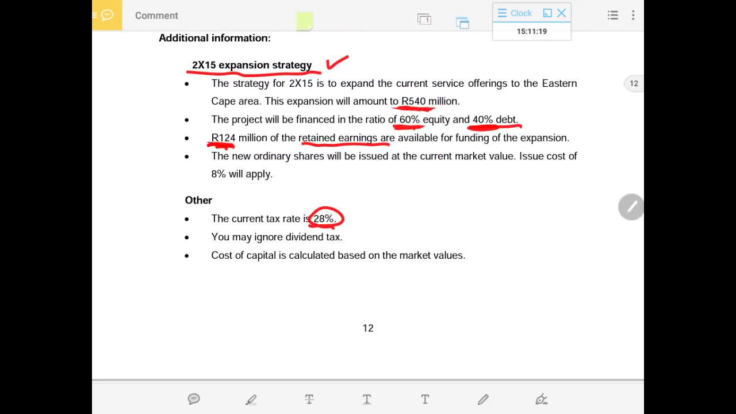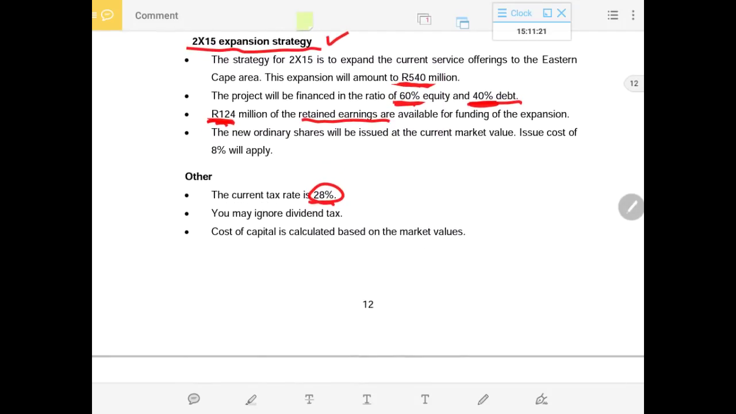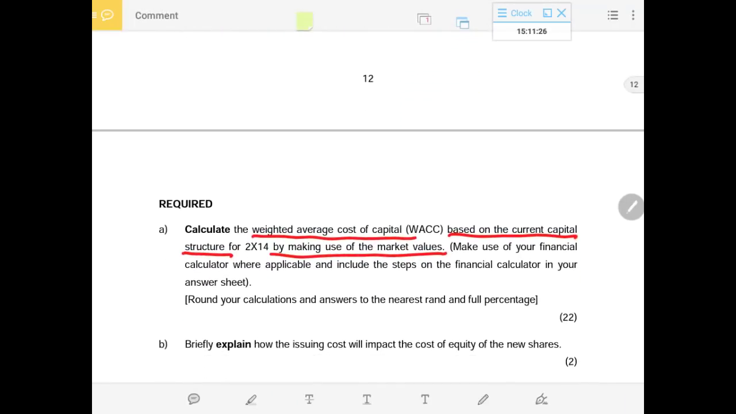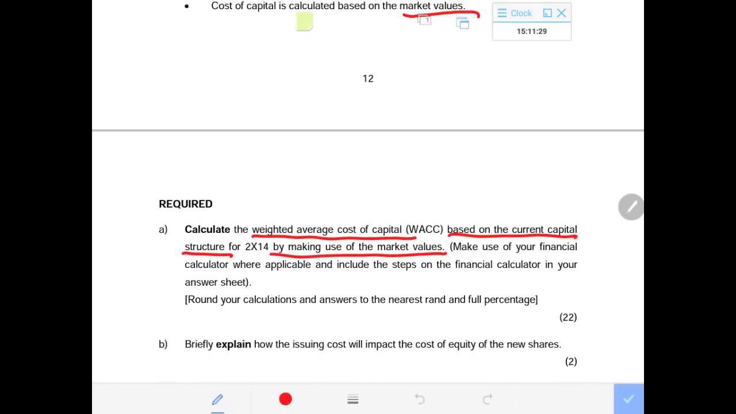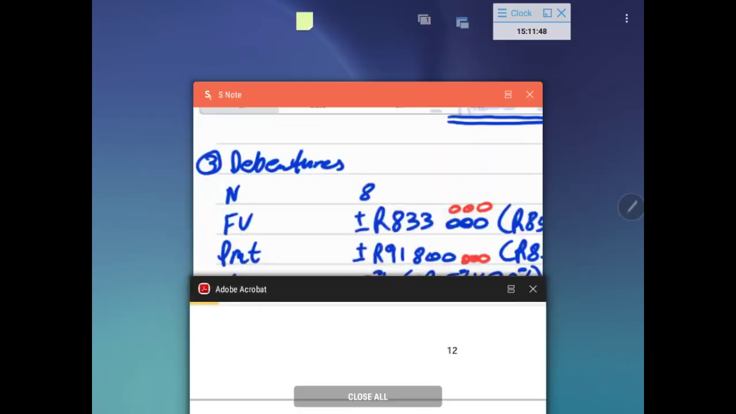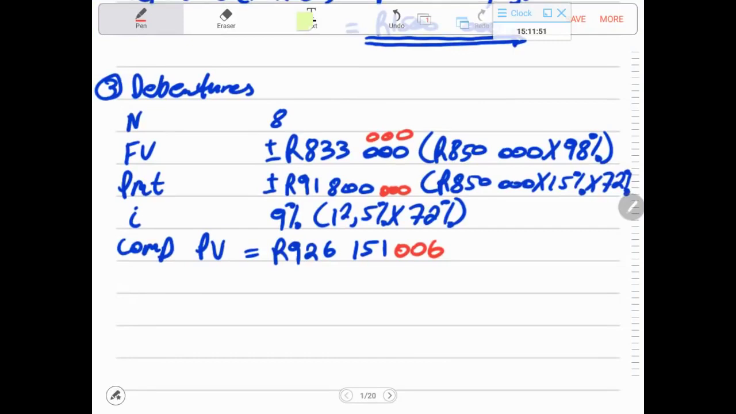Current tax, and you may ignore dividends tax. Cost of capital is calculated based on the market values. Then we are required to calculate our weighted average cost of capital and make use of the financial calculator where applicable, and include steps on the financial calculator in your answer sheet. 22 marks is a giveaway question, or giveaway marks to grab in such type of questions. So now we are doing WACC, and I have done everything that is necessary for us to do WACC.